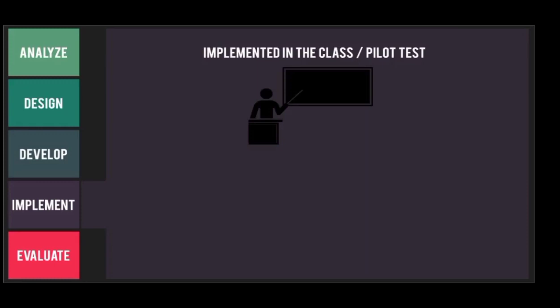The fourth step is implement. In this step, the completed course or instructional activity is implemented in a classroom for students to use. This can be a pilot test or the actual launch of the course or instructional activity.